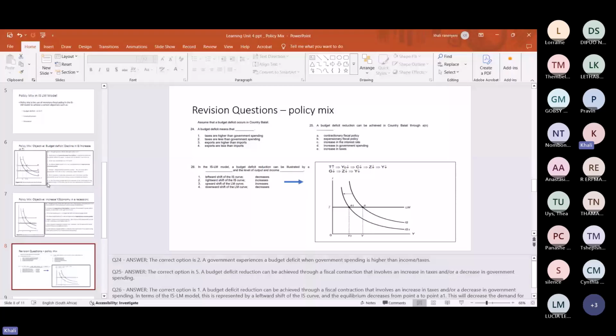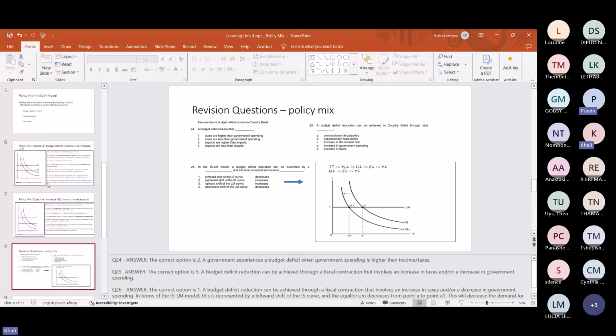If we move on to 25, a budget deficit reduction can be achieved by. So we did this now. Is it a contractionary fiscal policy, an expansionary fiscal policy? Is it interest rate? Is it increasing government spending or increasing taxes? What is the correct answer? Contractionary fiscal. The right answer is? A. Okay, so someone says A. That is correct.